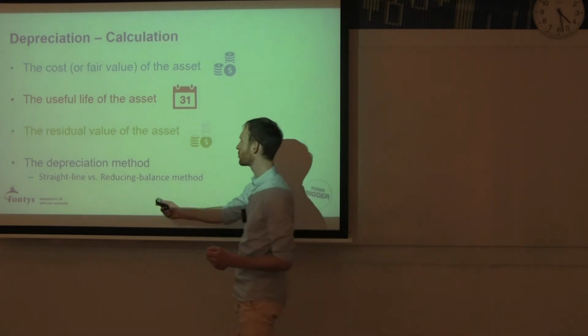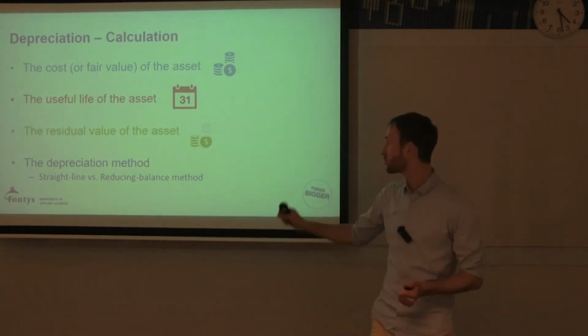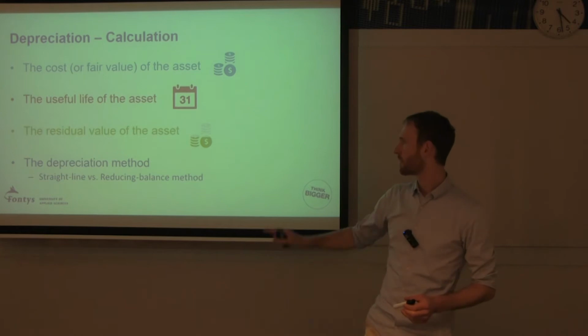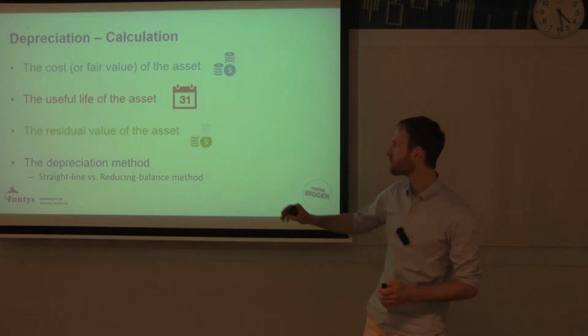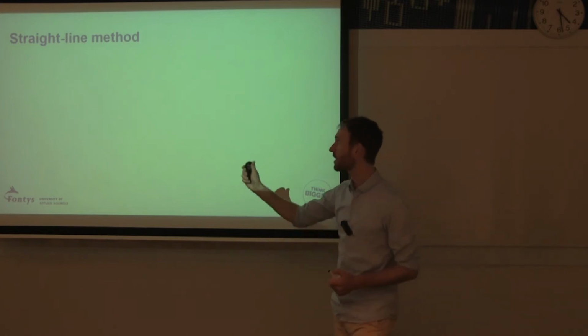And then we have to choose between different depreciation methods. I'm going to explain two of them. If you look online, you might find others, but we will focus on the straight line and the reducing balance method. So let's start with the straight line method.